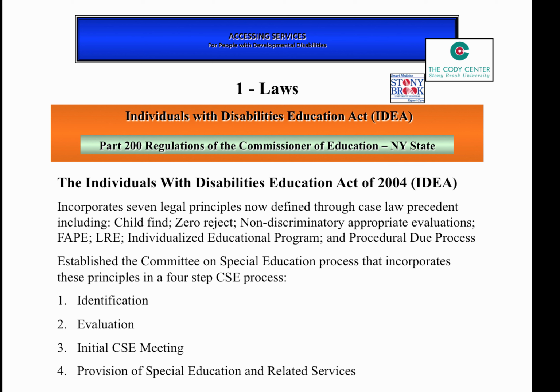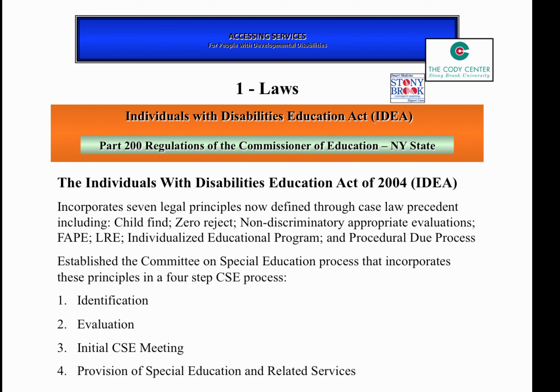If the parent agrees and consents to evaluation in writing, the district has a further obligation to evaluate this child in a non-discriminatory, appropriate way. We can't have biased testing. We can't have testing that is not in the native language of the child. We can't have testing that would be racially or culturally discriminatory. So that's a key element to IDEA, this idea of non-discriminatory appropriate evaluations.